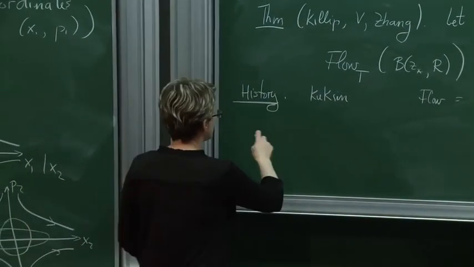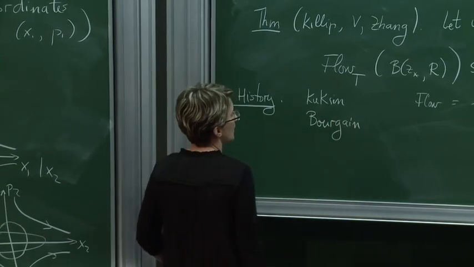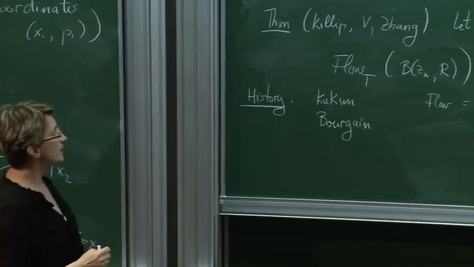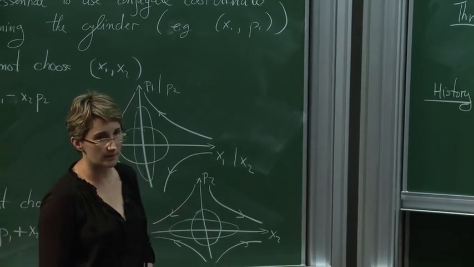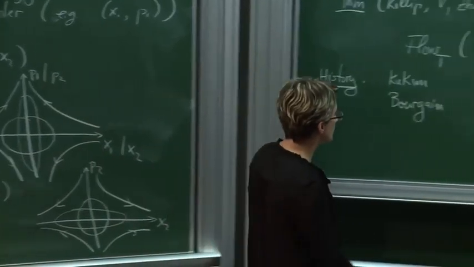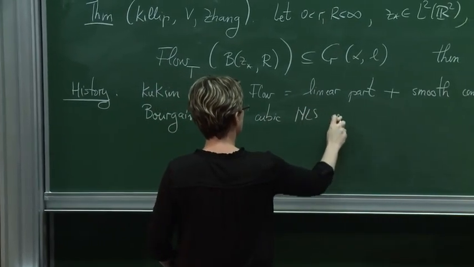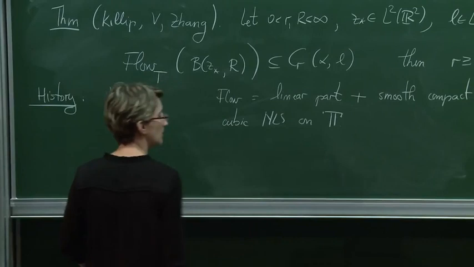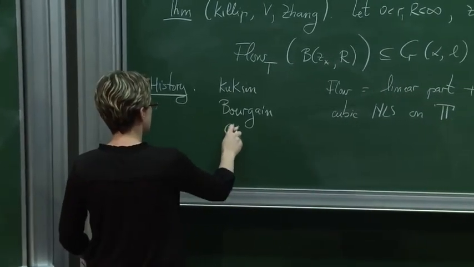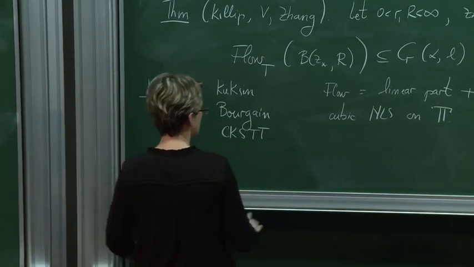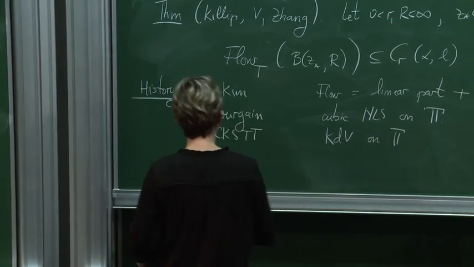Then the next entry in our history is Bourgain. He had 2 contributions. The first one was a paper in which he gave more examples of flows that fall under Kuksin's framework, and another one in which he proved non-squeezing for the cubic NLS on the torus, okay, which does not fall under Kuksin's framework. Then the I-team, Colliander, Keel, Staffilani, Takaoka, and Tao, proved symplectic non-squeezing for KdV on the torus.